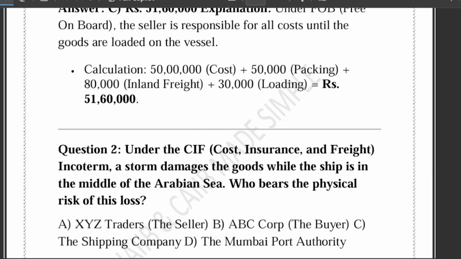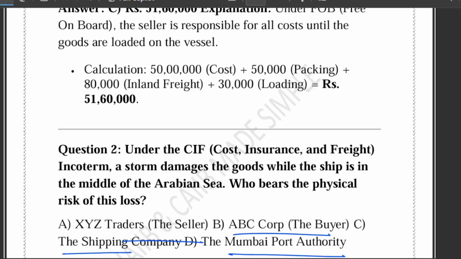Let's tackle another important Incoterm question. Under the cost, insurance, freight Incoterm, a storm damages the goods while the ship is in the middle of the Arabian Sea. Who bears the physical risk of the loss? The options are XYZ Trader, who is the seller, ABC Corp, who is the buyer, the shipping company, and the Mumbai Port Authority.